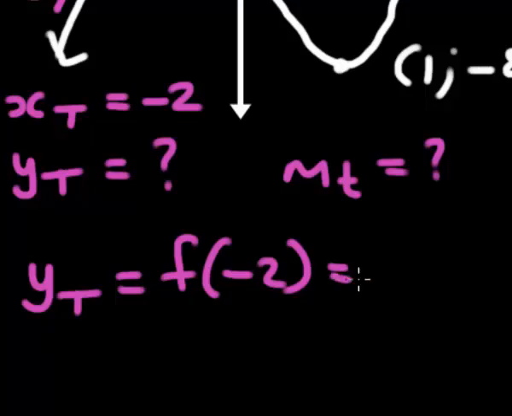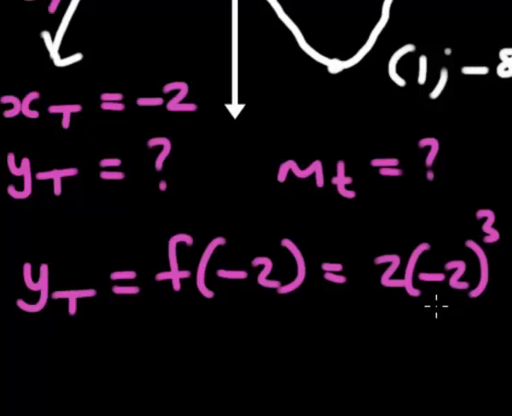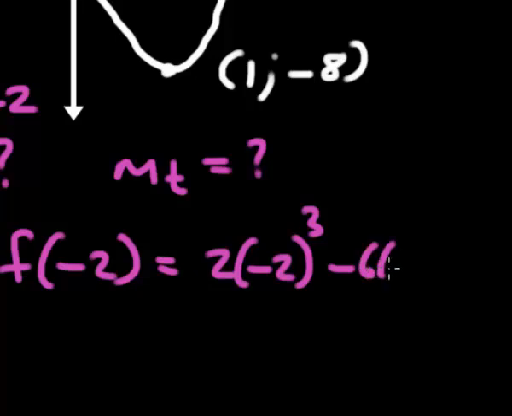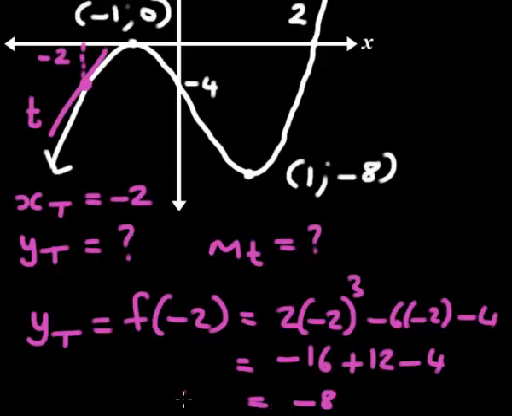So let's plug into the original, and that original is 2 times (-2)³, minus 6x, there we go. Lost a bit of track of my equation there. Okay, so that gives you -16 + 12 - 4. And that comes to -8. Because what's that? -16 plus 12 is -4, minus 4 is -8. So great, we've got that sorted. The y value is -8.